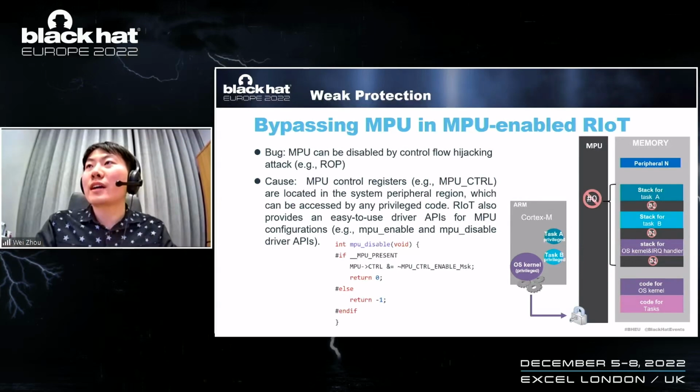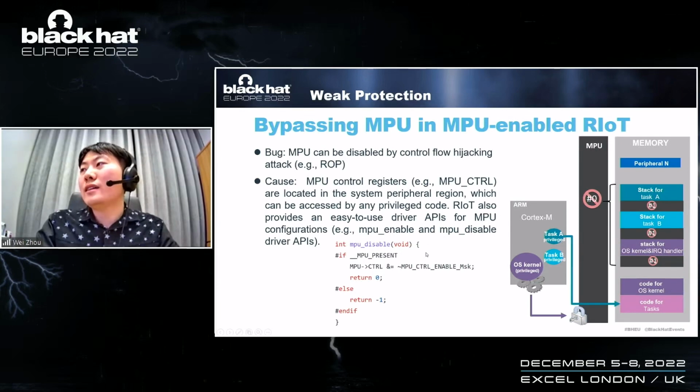So the problem is here. As just mentioned before, the MPU can be configured by privileged code, so the MPU can be disabled by a control flow hijacking attack. Also, the IoT system provides the attacker an easy-to-use driver API for MPU configuration, like the MPU disable functions we found in the IoT kernels.